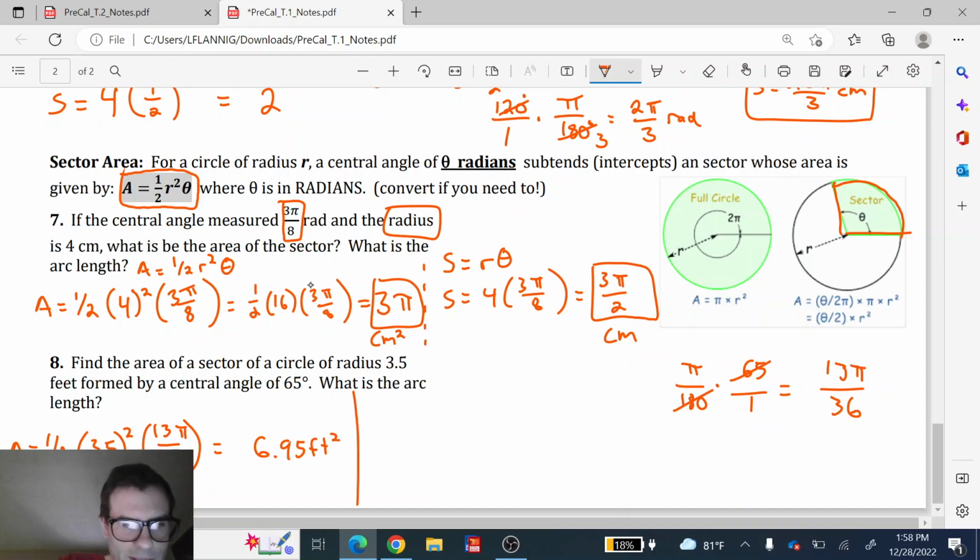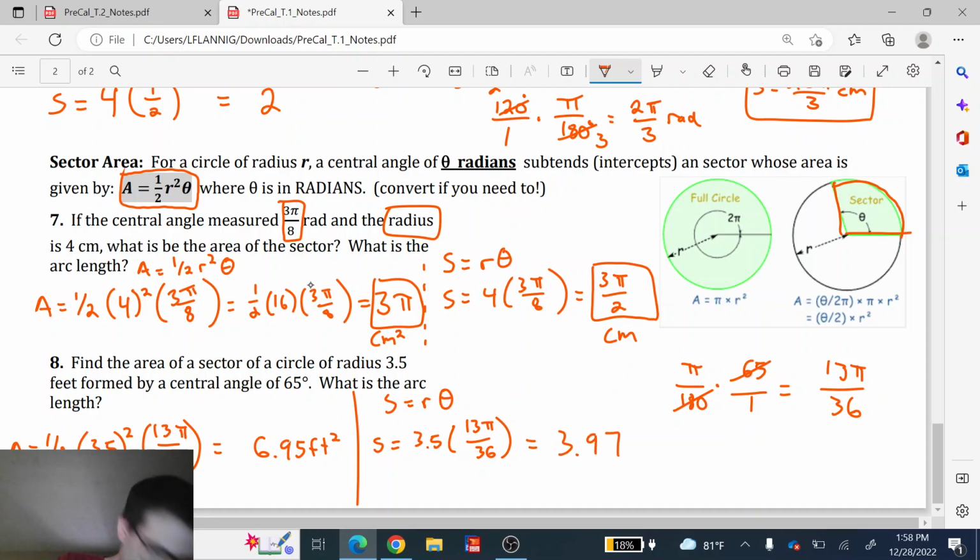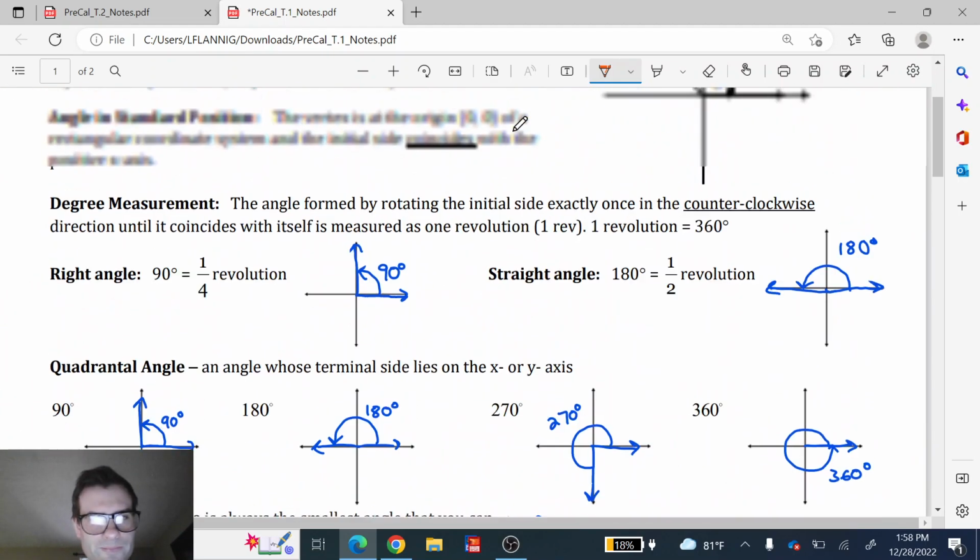And then if you want to find the other one where you do S equals r theta to find the arc length, what you can do is say S equals the radius, which ends up being 3.5, times the theta, which is 13 pi over 36, which we've already converted, and that ends up being roughly 3.97 feet. That's it.